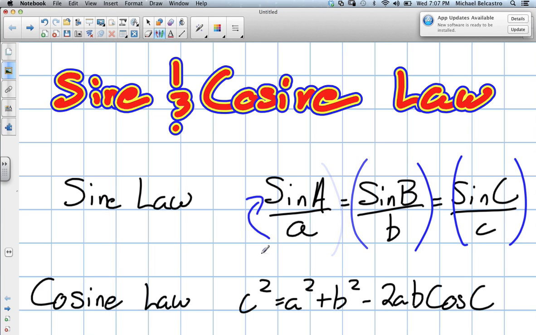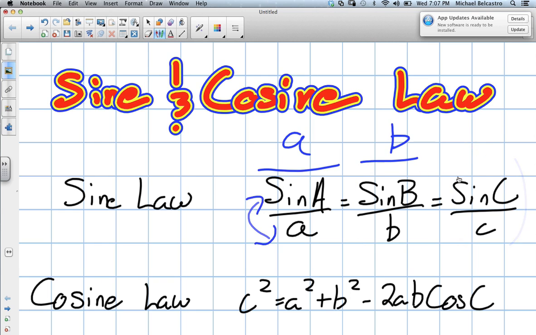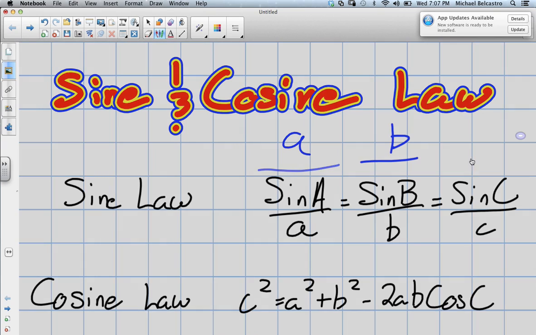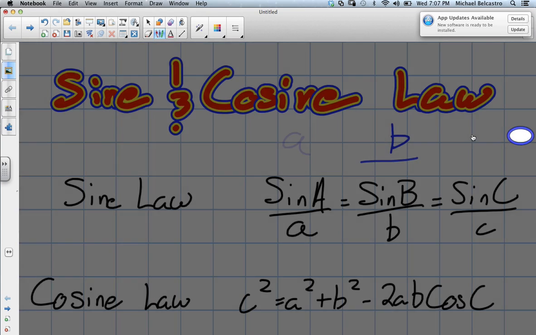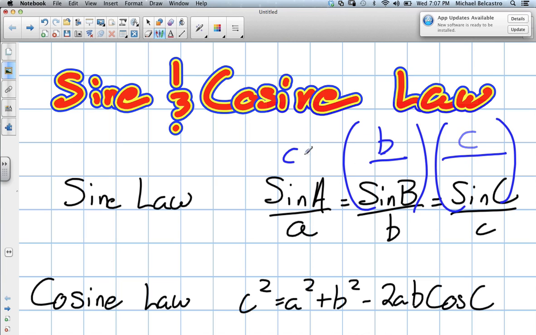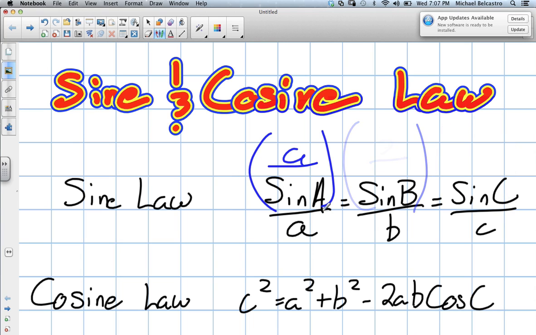This can also be set up reversed, with A, B, and C on top. So it could be C over sine C, B over sine B, or A over sine A. Either of those is fine. So we can flip this or start it with the angles on top, okay?